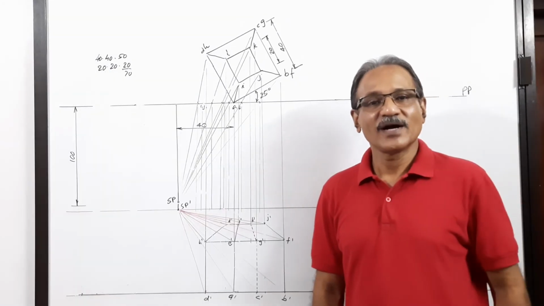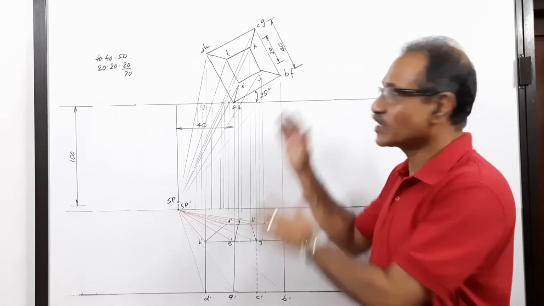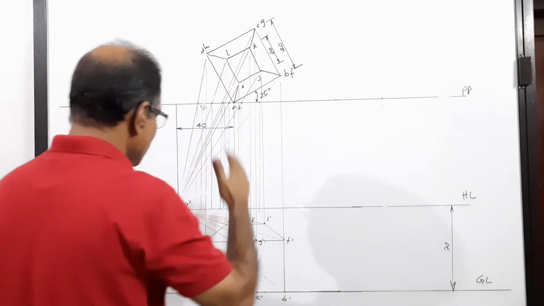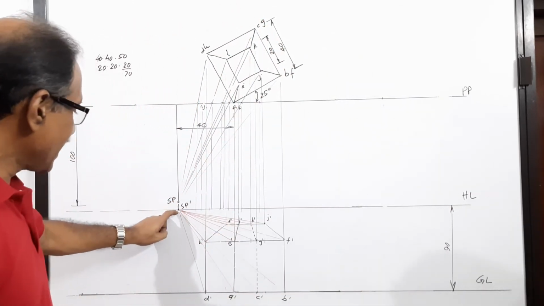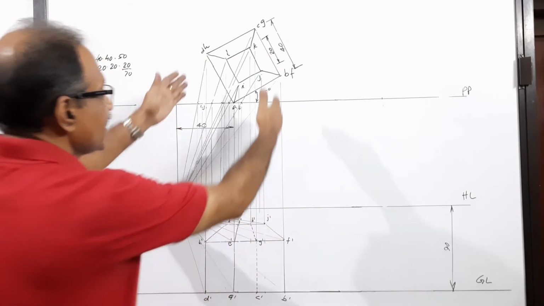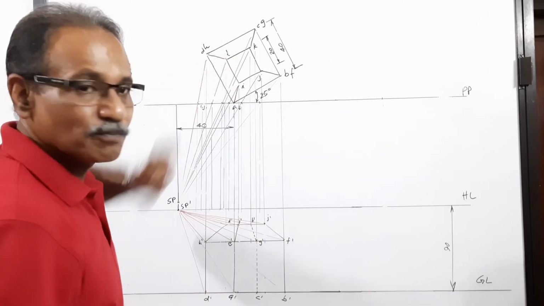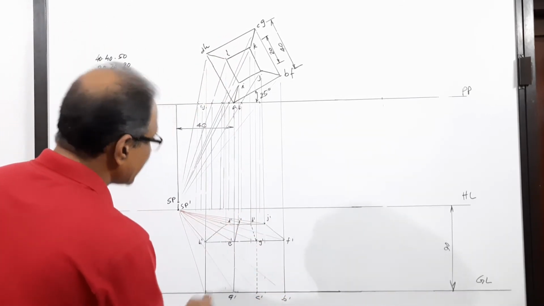Now, I am trying the same problem using the visual ray method. I am not repeating the initial drawing: picture plane, plan of the object, station point, HL, GL, SP dash. Then draw projectors down and draw the elevation of the prism, the elevation of the solid, A dash, B dash, C dash, D dash. How are they drawn?